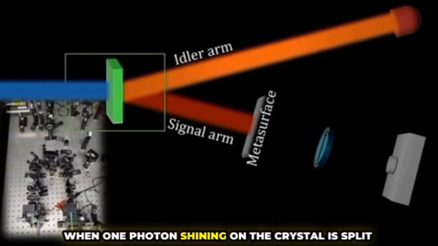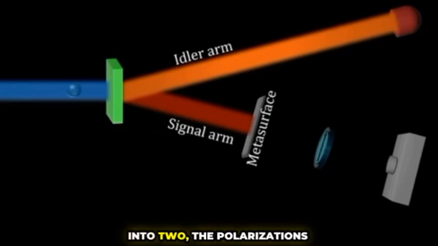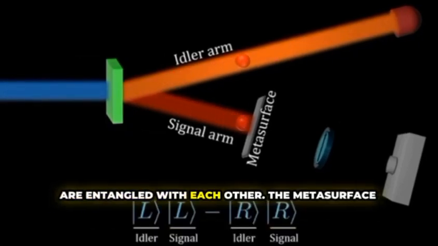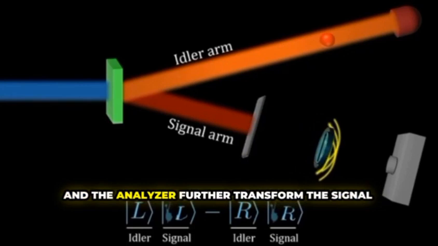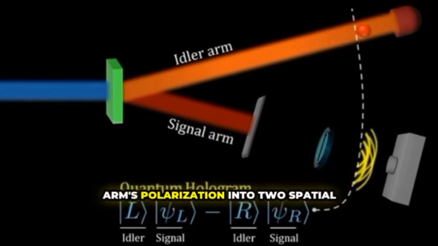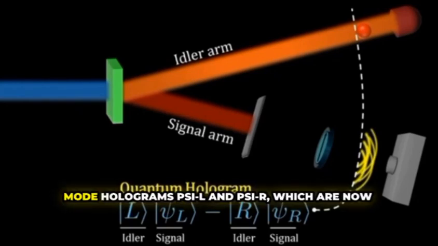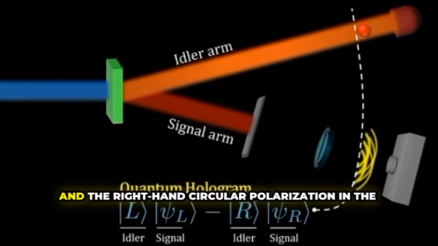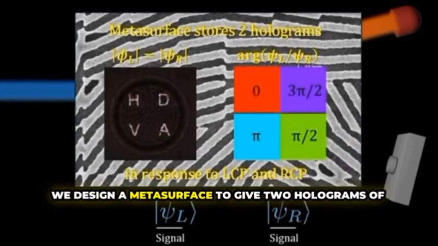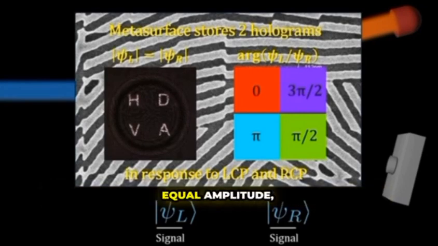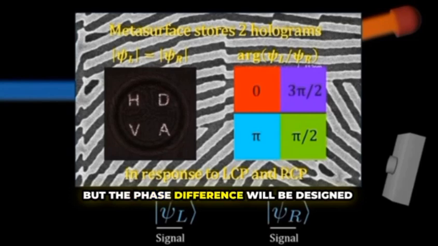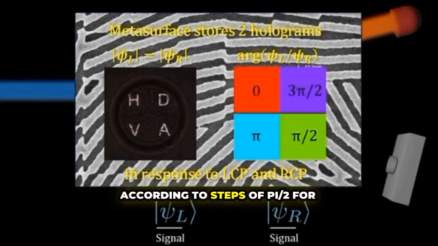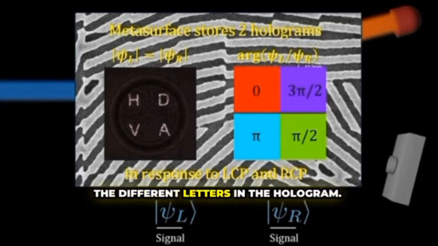When one photon shining on the crystal is split into two, the polarizations are entangled with each other. The metasurface and analyzer further transform the signal arm's polarization into two spatial holograms psi L and psi R, which are entangled with the left and the right hand circular polarization in the idler arm. For example, we design a metasurface to give two holograms of equal amplitude, but the phase difference will be decided according to steps of pi/2 for the different lattice in the hologram.